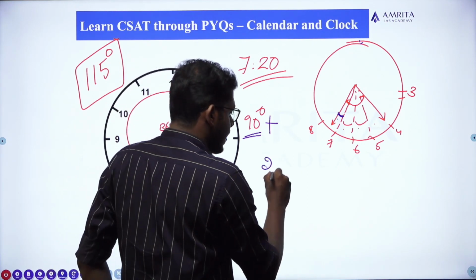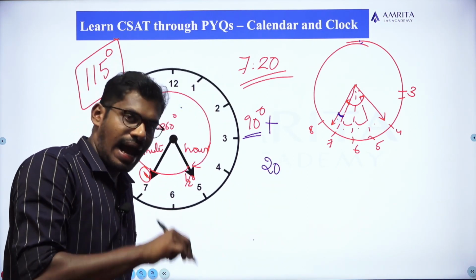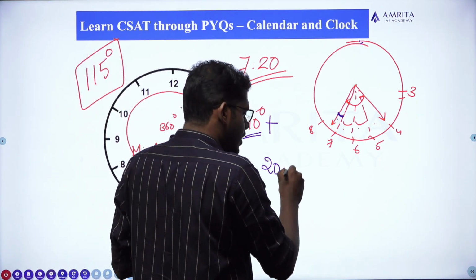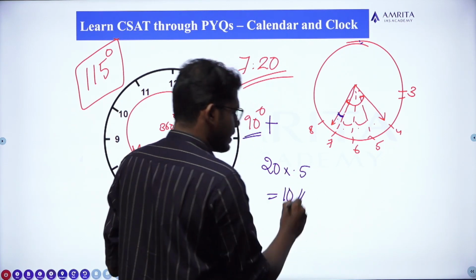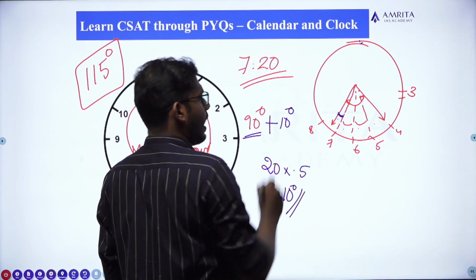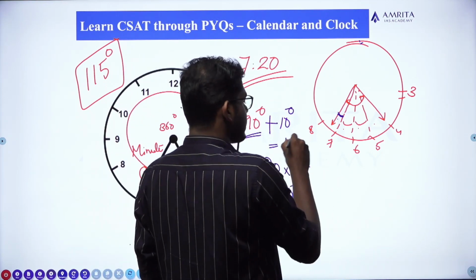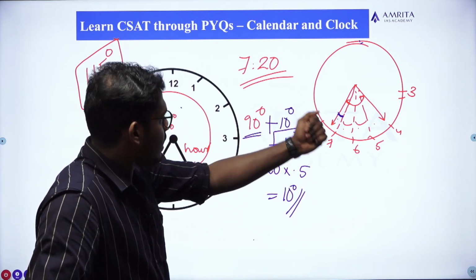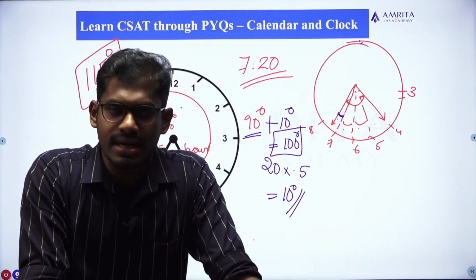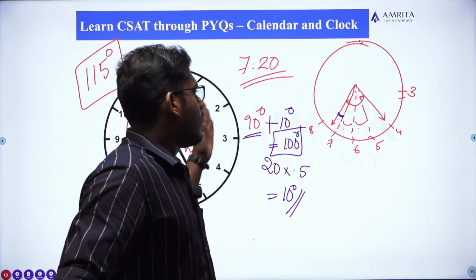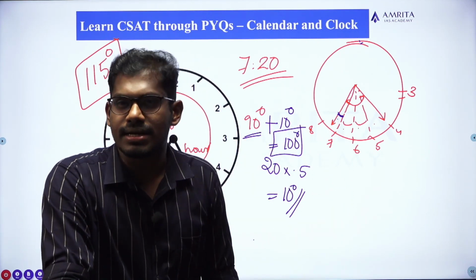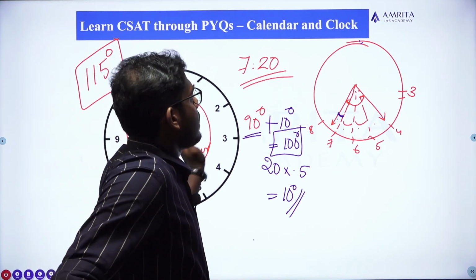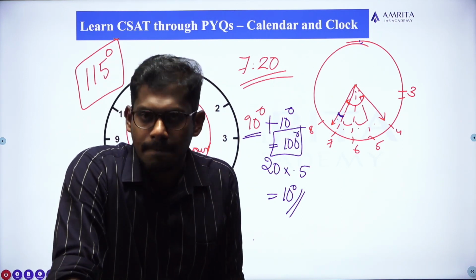Okay. So when the minute hand moves 20 minutes, the angle moved by the hour hand will be 20 into 0.5, that is 10 degree. So this 10 degree has to be added here. 90 degree plus 10 degree, the answer will be 100 degree. So the angle made by the minute hand and hour hand at the time 7:20 is 100 degree. Clear? So this is the way we find the angle between a minute hand and hour hand at any given time. Clear? Okay, so this is the basic idea regarding the angle between an hour hand and a minute hand. Clear? Okay.